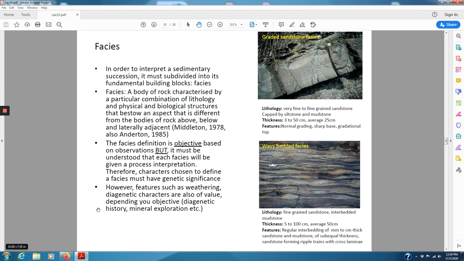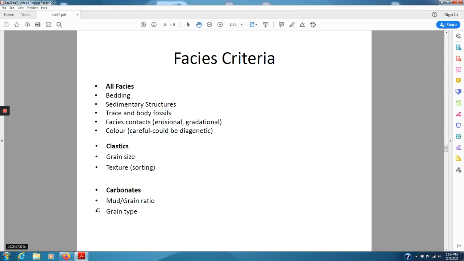Okay, but just to help you in trying to construct your facies, these are the common types of criteria you can use for all kinds of rocks. You can use things like bedding, sedimentary structures, the type of fossils you get inside it, the contact between the facies, whether they are erosional or gradational, or even color.